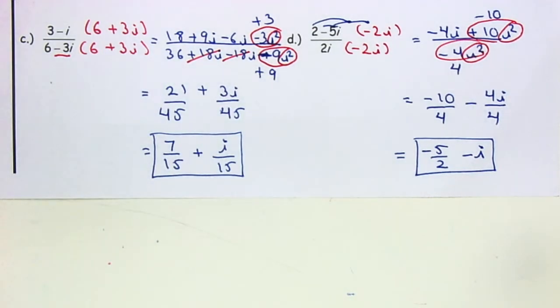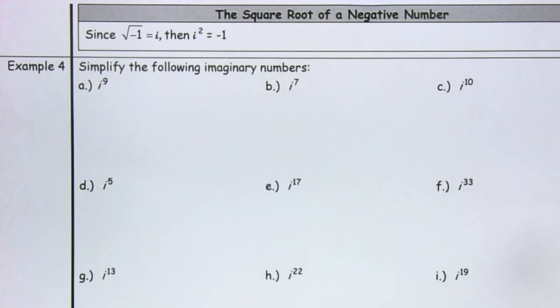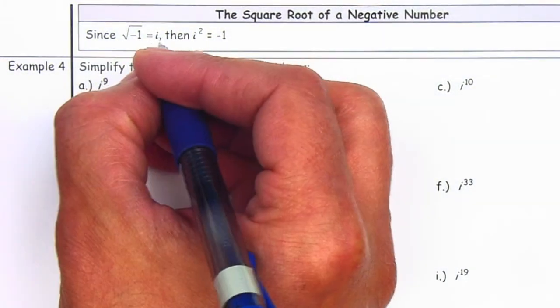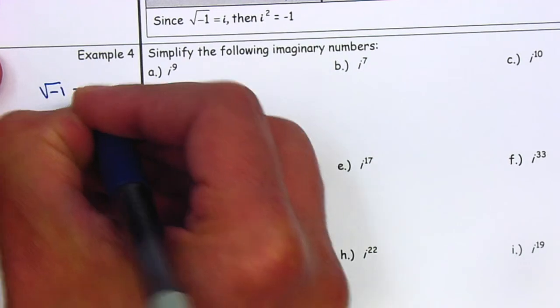Now let's continue with the backside. We learned that the square root of -1 is equal to i. So let's go and write that down on the left-hand side. The square root of -1 is equal to i.